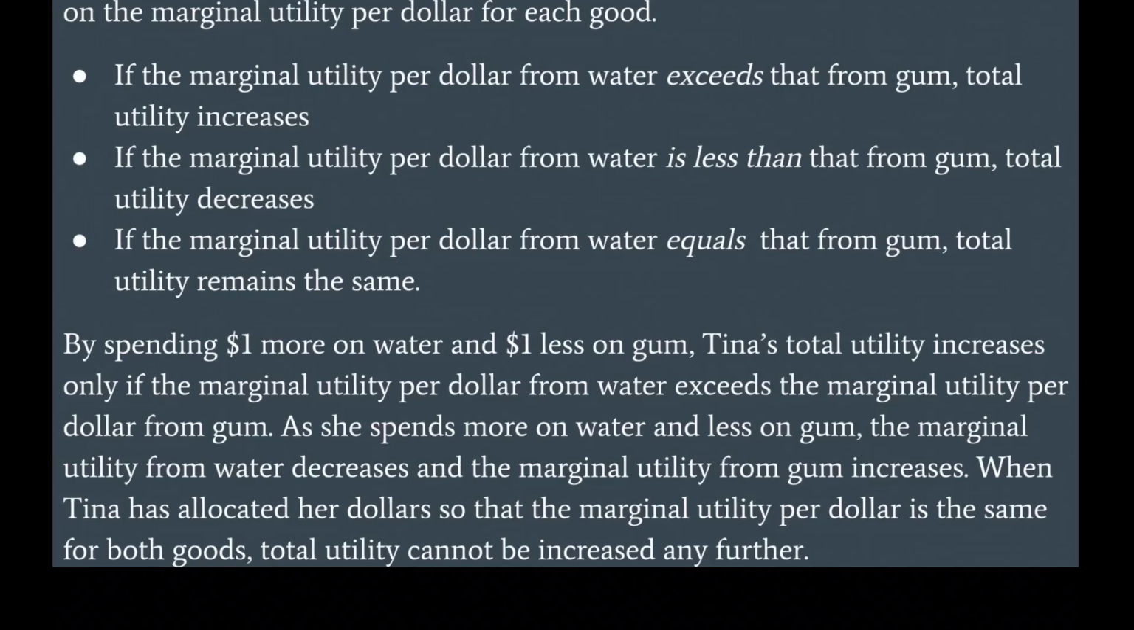By spending $1 more on water and $1 less on gum, Tina's total utility increases only if the marginal utility per dollar from water exceeds the marginal utility per dollar from gum. As she spends more on water and less on gum, the marginal utility from water decreases and the marginal utility from gum increases. When Tina has allocated her dollars so that the marginal utility per dollar is the same for both goods, total utility cannot be increased any further.